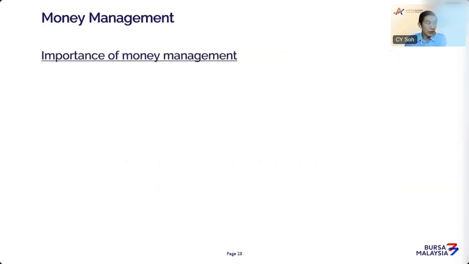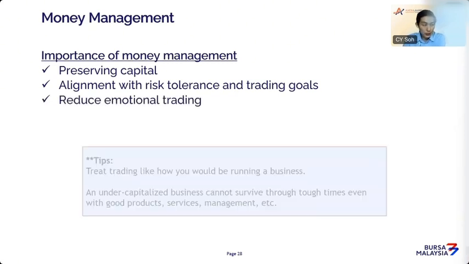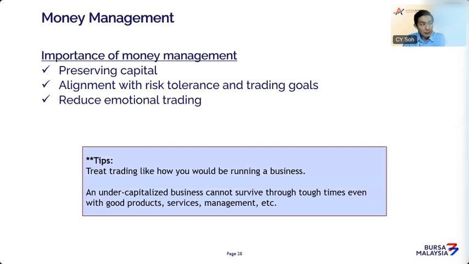All right. So I've already shared with you the cut loss strategies in terms of managing your risk. Another approach is money management. It's very important for you to manage your money because it helps you preserve your capital. It aligns with your risk tolerance and trading goals, and also it reduces your emotional trading. But one thing about money management is that when you do trading, you need to treat trading like doing business. You need to have a lot of capital in your trading account.